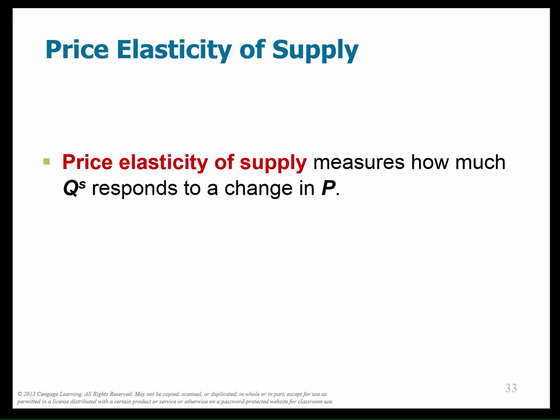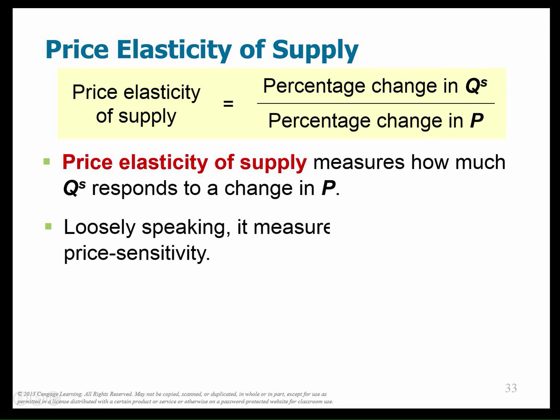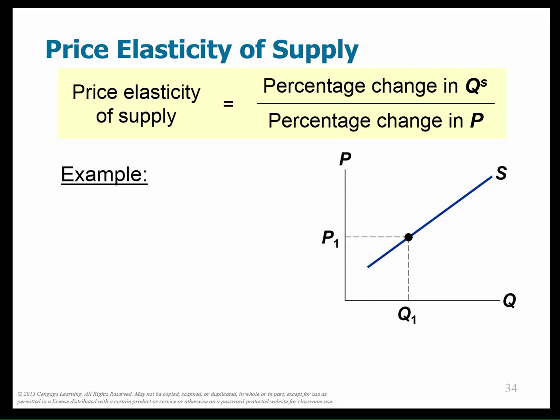Okay, just as demand has a price elasticity, supply, the quantity supplied, will also have a price elasticity. It's the exact same formula, except instead of looking at QS or QD, we're going to look at quantity supplied right here. Okay, it measures seller's price sensitivity. Again, the definition of this formula is if the price goes up by 1%, whatever number you get for elasticity will be how much percent that supply increases. We're going to use the midpoint method to compute percentage changes.